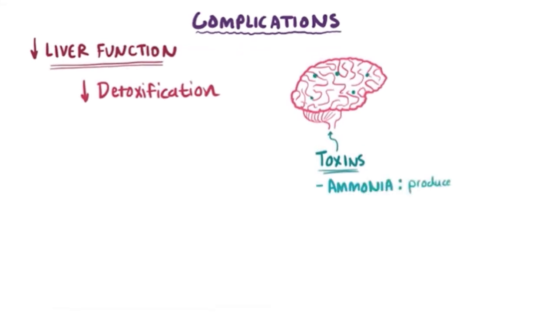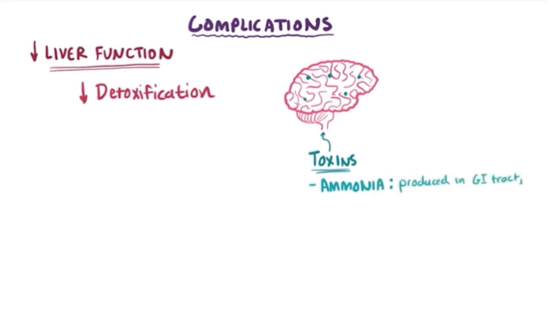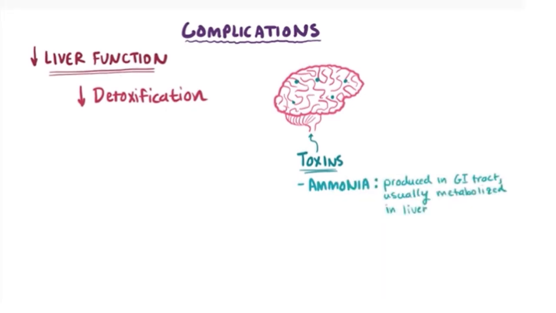and in the brain the most important toxin, or the most famous toxin, is ammonia, which is produced in the GI tract, usually metabolized in the liver. The GI tract produces NH3, which is called ammonia, and the liver by hydroxylation converts it into NH4, which is ammonium. The difference between ammonia NH3 and ammonium NH4 is that NH3 does cross the blood-brain barrier, while NH4 cannot cross the blood-brain barrier.